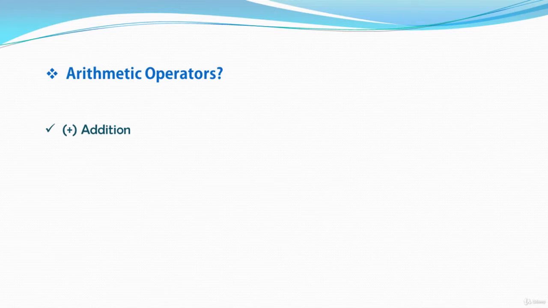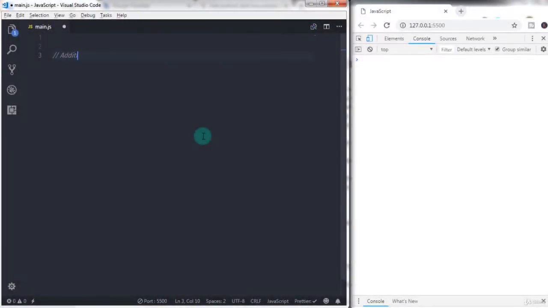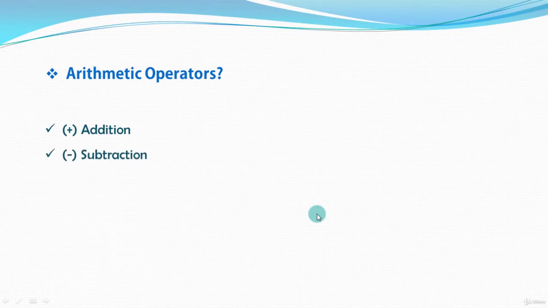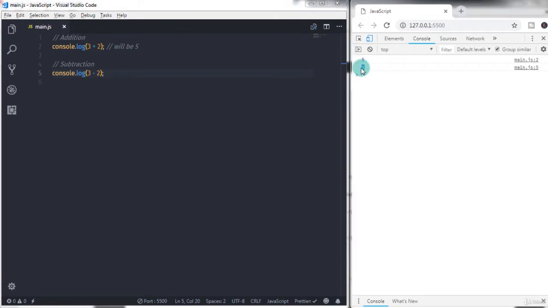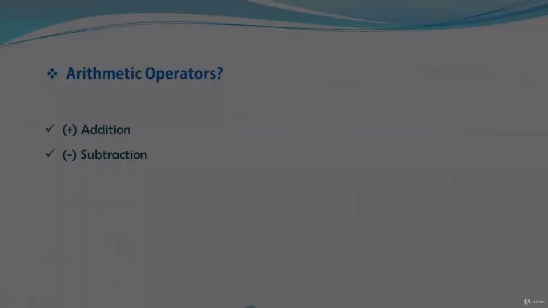So first, plus. Plus is used for addition and also for concatenation. For example, 3 plus 2. The result would be 5. This operator evaluates right to left. Second, subtraction, used to subtract values. For example, 3 minus 2. The result would be 1. This operator evaluates right to left.